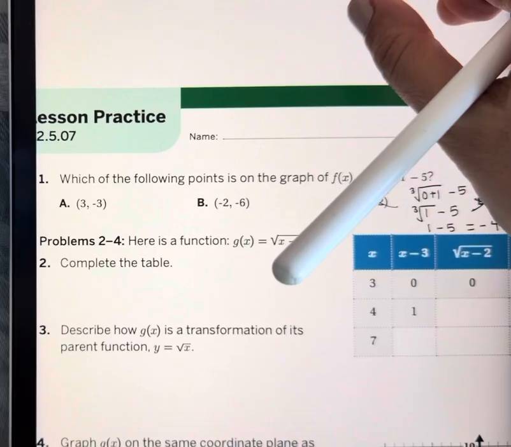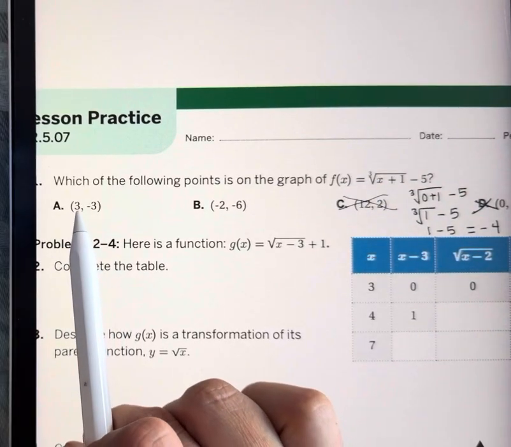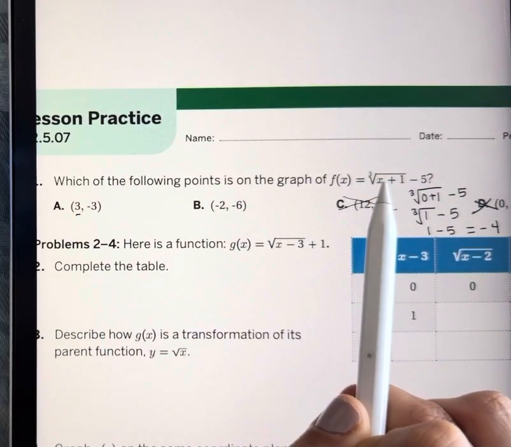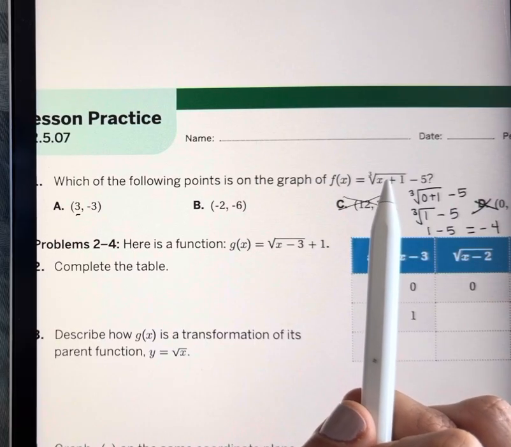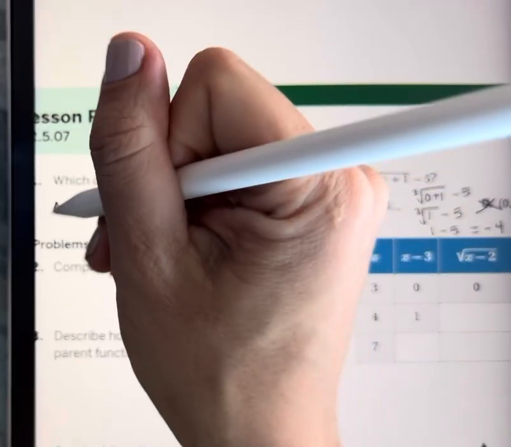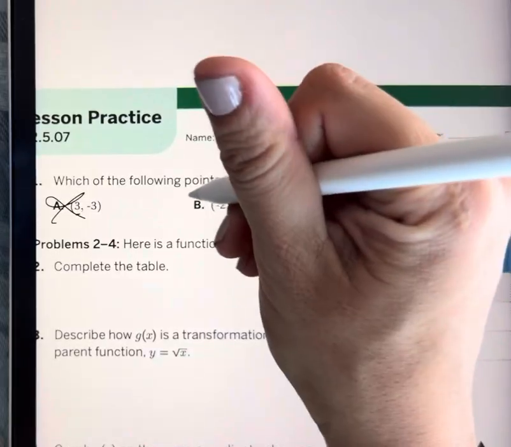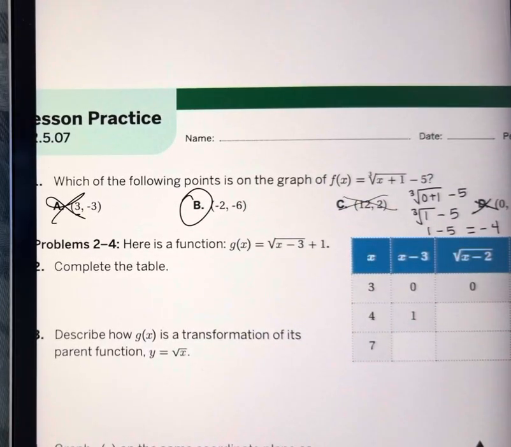And then looking here, if x were 3, 3 plus 1 is 4, and 4 doesn't have a nice cube root. It has a nice square root, but not a nice cube root. So A is also out, which means by process of elimination, it's going to have to be B, but let's prove it.